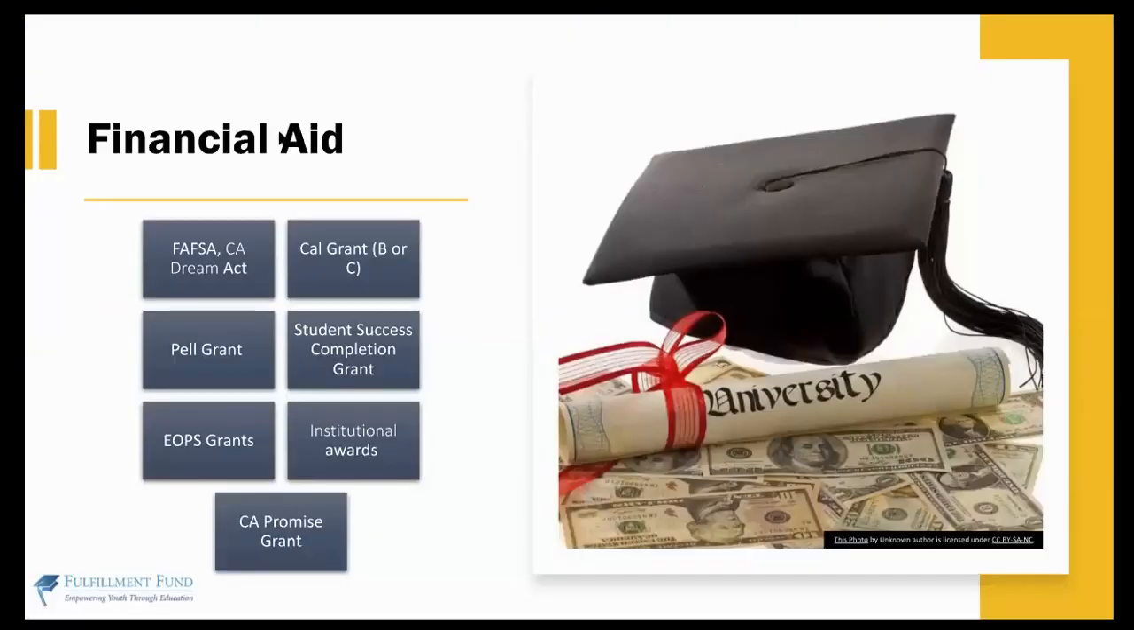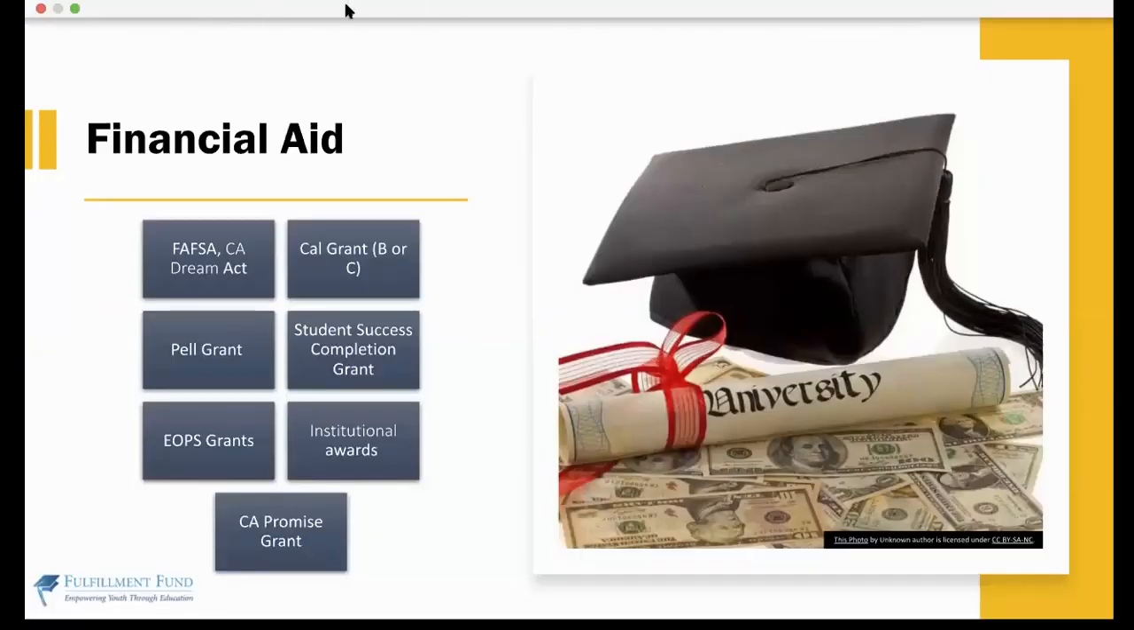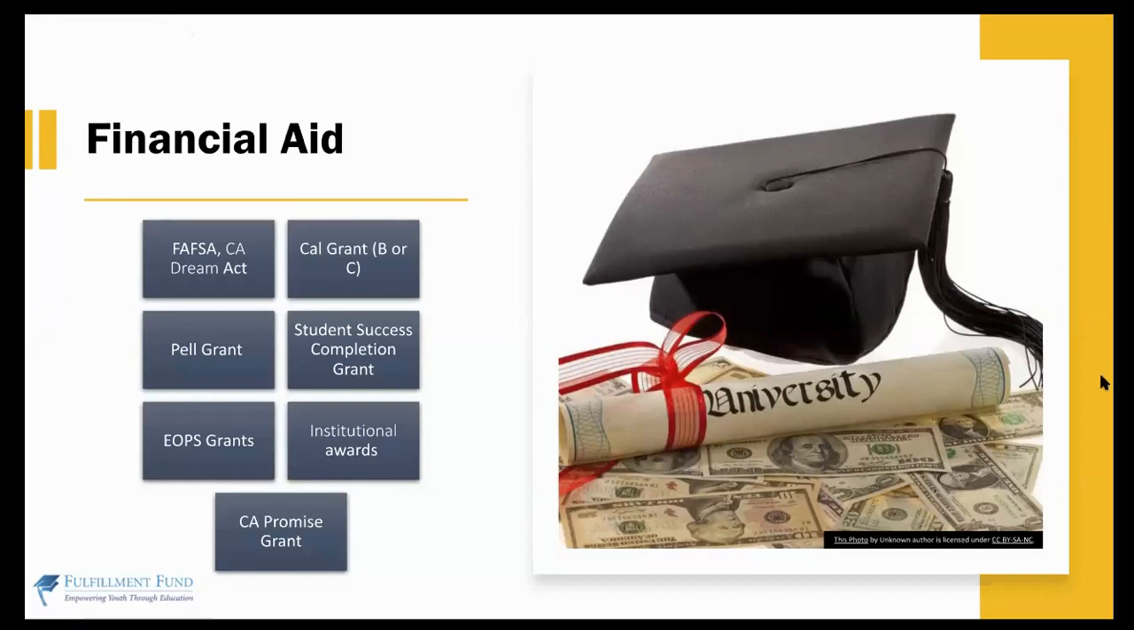Okay, so financial aid. So I'm sure this is a big one for everybody. Everyone's always thinking about how to pay for college. So a lot of the information is similar to a four-year university. So you would apply first to the FAFSA or the DREAM Act, depending on your status. You are eligible to receive a Cal Grant, which is Cal Grant B or C, a Pell Grant, which is specifically from filling out the FAFSA.